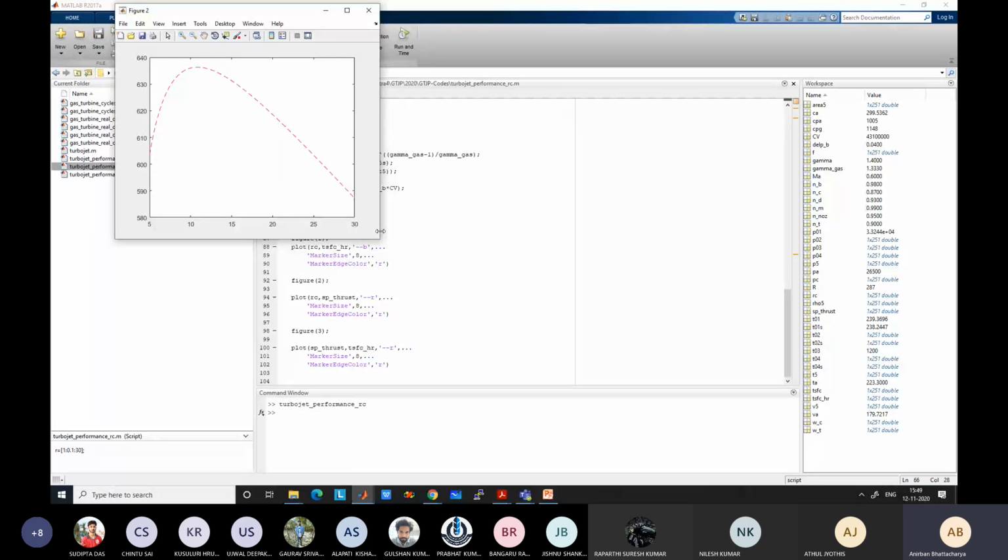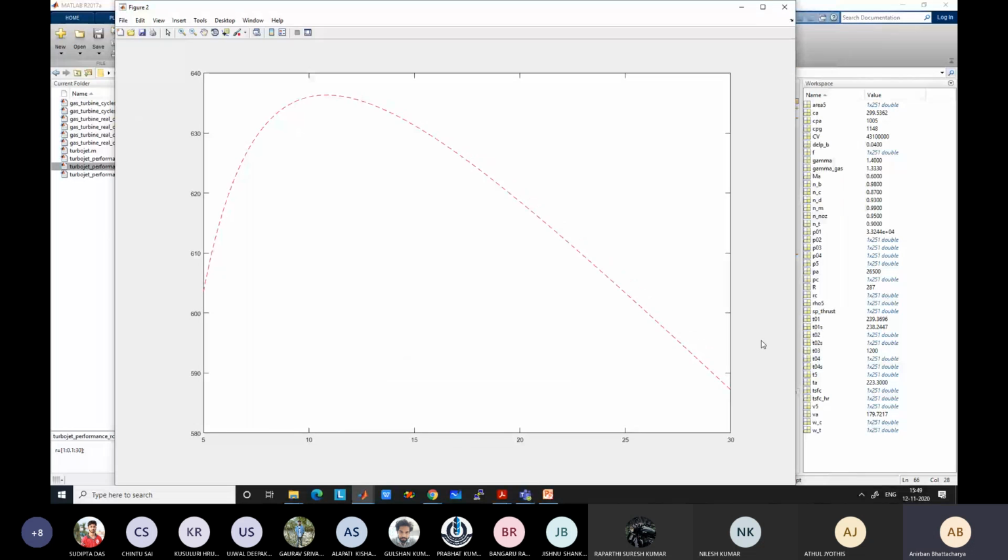The second plot is for specific thrust versus compressor pressure ratio, same conditions, with turbine inlet temperature 1200 Kelvin. Specific thrust increases up to a certain point and then keeps on decreasing. You can correlate this to the effect that occurs in industrial gas turbines. There is an optimum value. There we have seen maximum work output, and here we are getting maximum thrust.